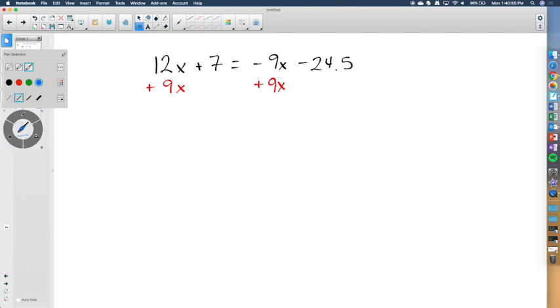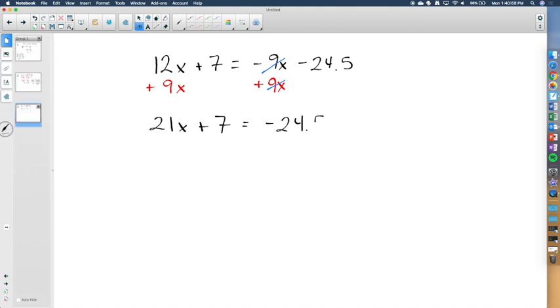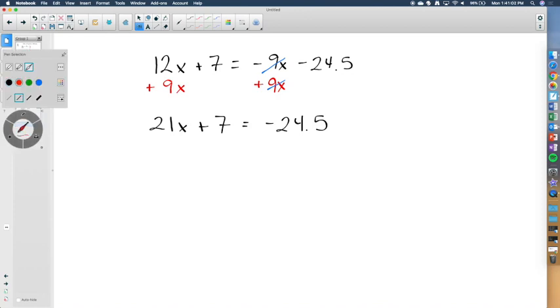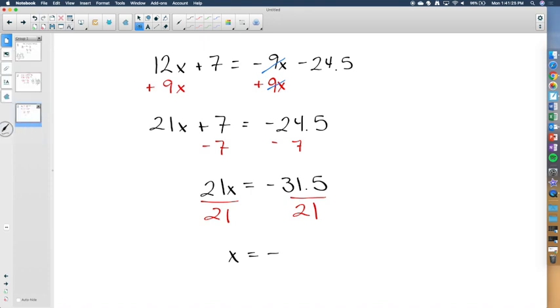My 9x's are going to cancel on the right, and now I have 21x plus 7 is equal to negative 24.5. I'm going to then get rid of my constant from both sides by subtracting 7. This leaves me with 21x is equal to negative 31.5, and then dividing both sides by my coefficient 21 gives me that x is equal to, on the other side, negative divided by positive is negative, and 31.5 divided by 21 is 1.5. And if you don't believe me, double check your calculators.